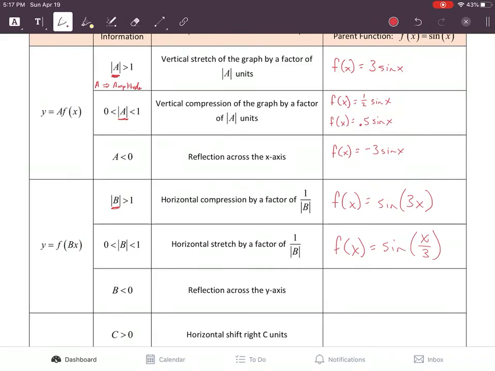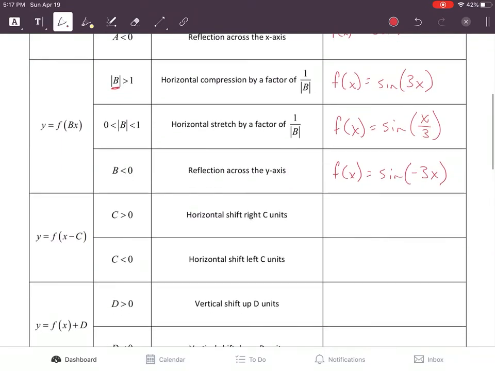All right, and then if you have a reflection across the y-axis, your b value will be negative. So we have f of x is equal to the sine of negative 3 times x. Okay, so that would have a horizontal compression, and it would reflect over the y-axis. Okay, so it's two different things going on there.